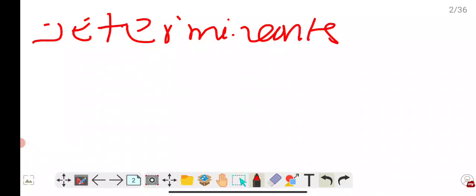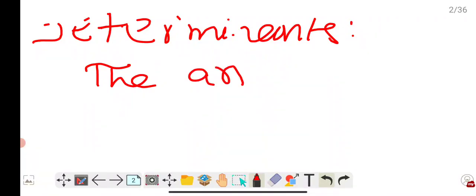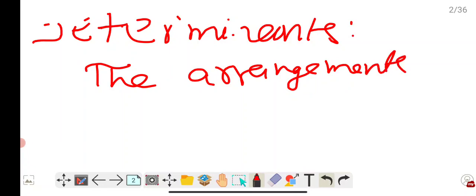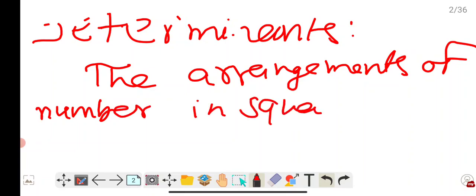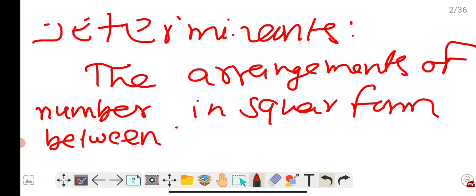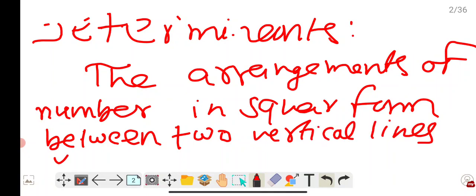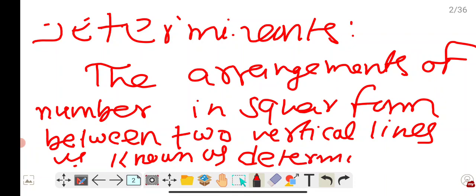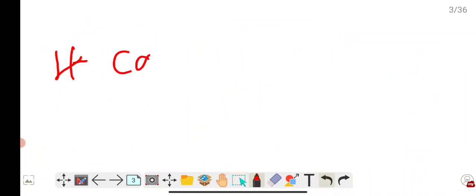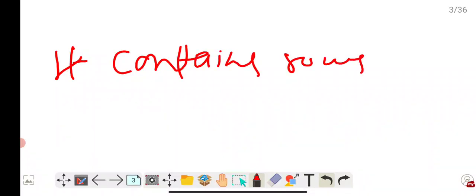Determinants: the arrangement of n numbers in a square form between two vertical lines is known as a determinant. A determinant also contains rows and columns.